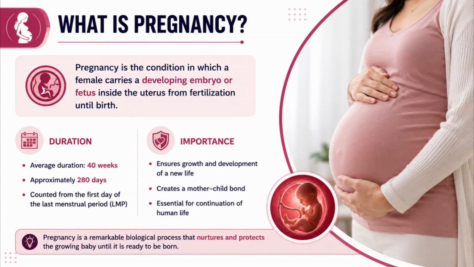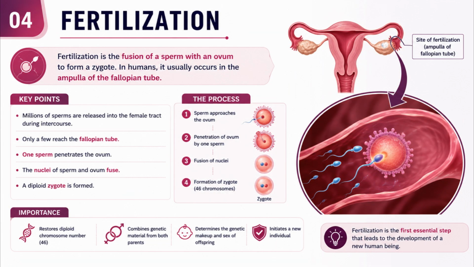Pregnancy is not merely the growth of a baby inside the uterus. It is a highly coordinated biological process involving continuous communication between the mother and the developing fetus through the placenta. This temporary organ supplies oxygen and nutrients to the fetus while removing metabolic wastes, ensuring proper growth and survival. Therefore, pregnancy can be defined as a carefully regulated reproductive process that nurtures and protects a developing offspring from fertilization until birth, ultimately ensuring the continuation of the human species.